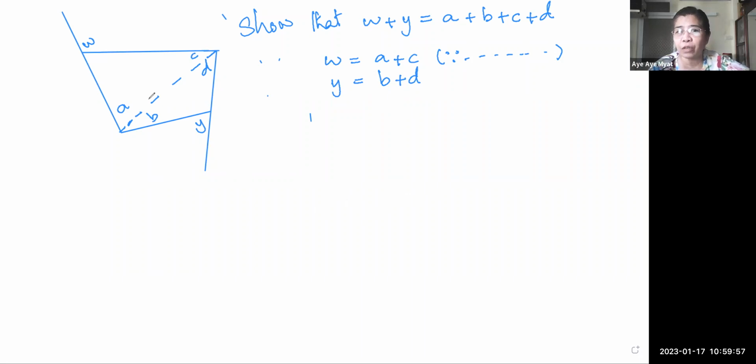Left hand side is equal to right hand side. Equation 1 plus equation 2. On the left hand side we get W plus Y, so on the right hand side we get A plus C plus B plus D.